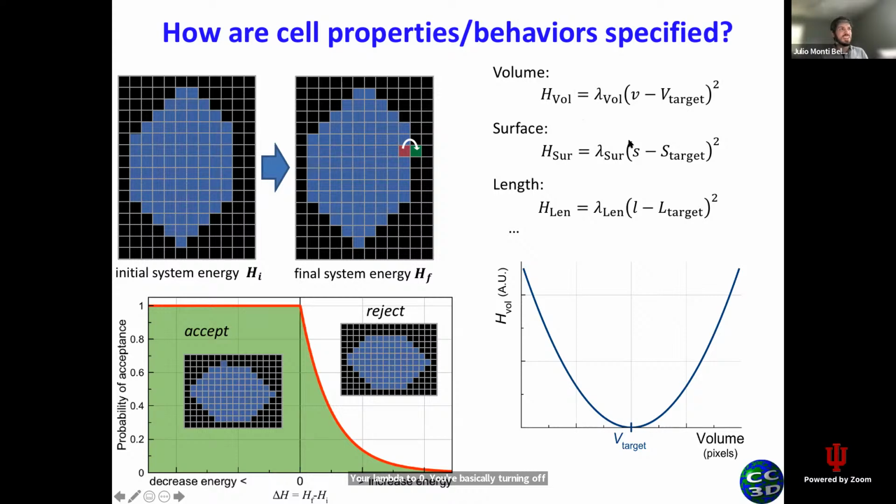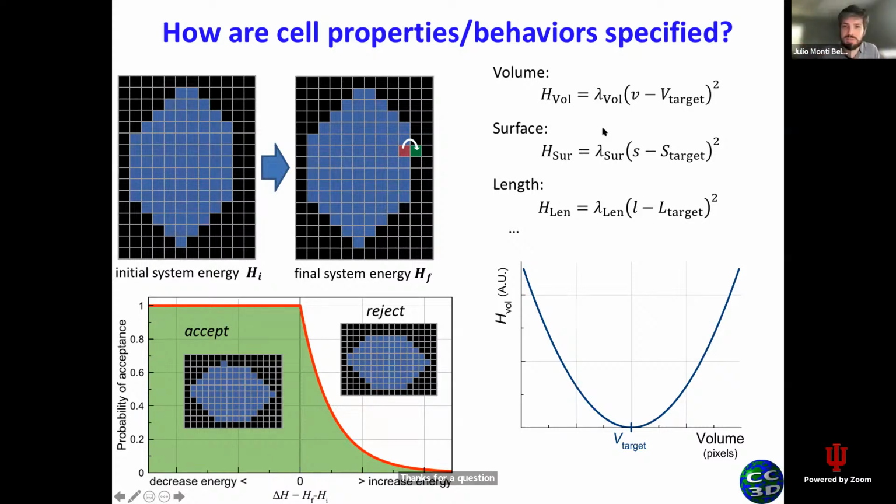So if you set your lambda surface to be some value, but set the lambda volume to be 0, then the cell does not care if it's very big or small. All it cares about is having a target surface area. So thanks for the question. When you set the lambda to 0, you basically turn it off.